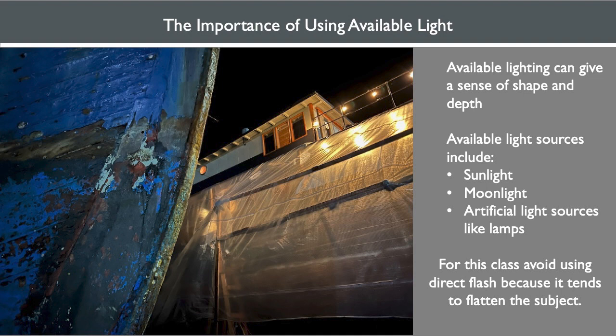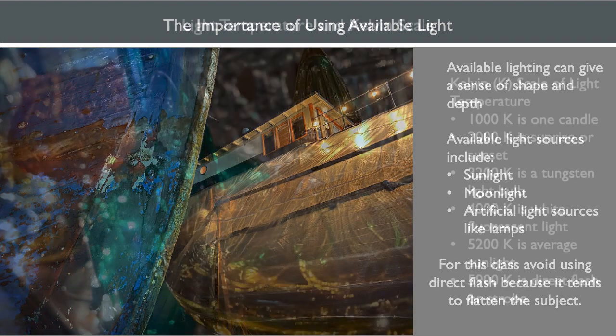Consider the way light impacts your photography. Light that is available to the eye is known as simply available light. Available lighting can give a sense of shape and depth without high contrast and flattening of the subject. Available light can come from many sources, such as sunlight, moonlight, artificial light sources, floodlights, streetlights, even household lamps. Strobes and flashes work against creating effective images because of the flattening effect they have on the subject. For this class, avoid using direct flash.